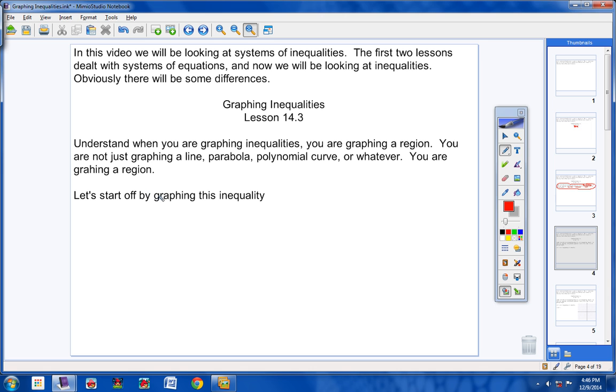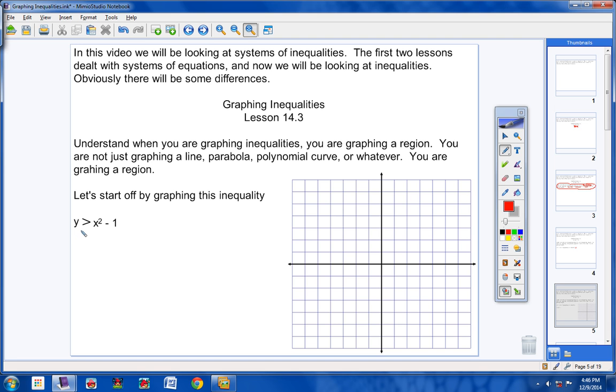Now, let's start off by graphing this inequality. So please copy this down, okay? Here we go. Y is greater than x squared minus 1. So go ahead and copy this in your notes. I'll give you a minute and then quickly draw a coordinate plane here so you can graph it, okay? I'll wait just a couple seconds while you do that. Okay, copy this down please, and copy down a coordinate plane.